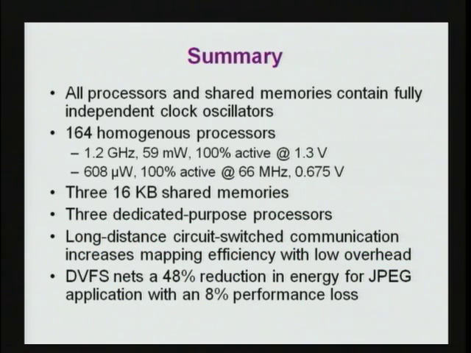So in summary, all the processors and shared memories contain independent clock oscillators, allowing us to achieve a completely GALS architecture. It also has 164 homogeneous processors that can run up to 1.2 gigahertz while dissipating nearly 60 milliwatts, and contains 3 16-kilobyte shared memories, 3 dedicated burst processors, long-distance circuit-switched communication, and DVFS, which in simulation sees a 48% reduction in energy for only an 8% performance loss for a JPEG application.